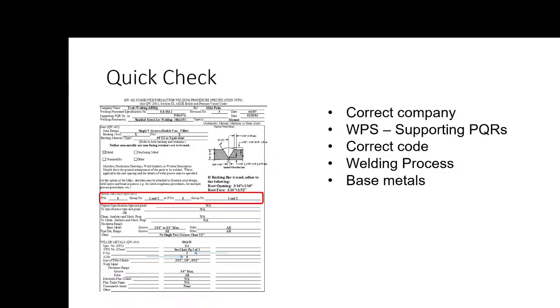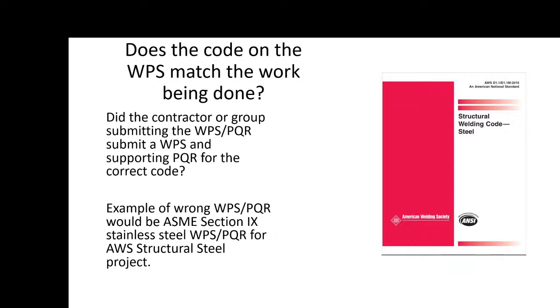So for the quick check, make sure it's the correct company. Check your company. Make sure you've got the correct WPS and PQR and the company. Make sure your supporting PQRs are there. Correct code, welding process, and base metals. Make sure everything kind of matches up, that they didn't get crazy with this.